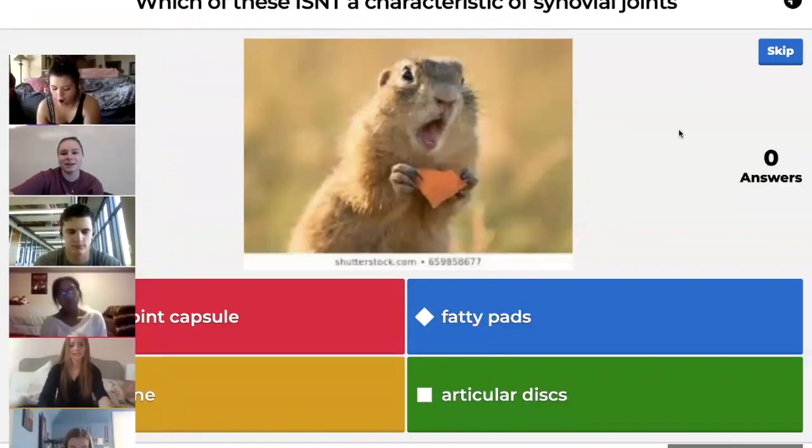All right, which of these isn't a characteristic of synovial joints? We'll talk in a second. I'll put you right here.